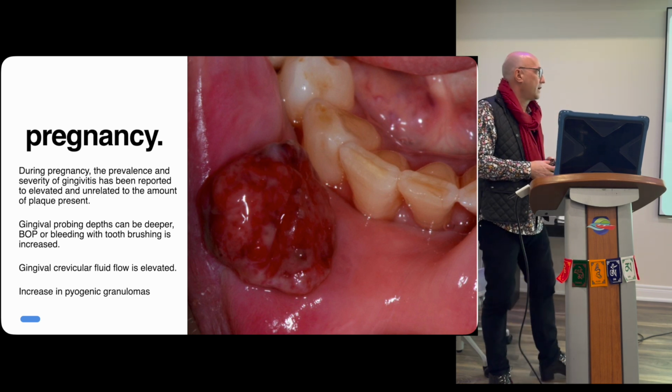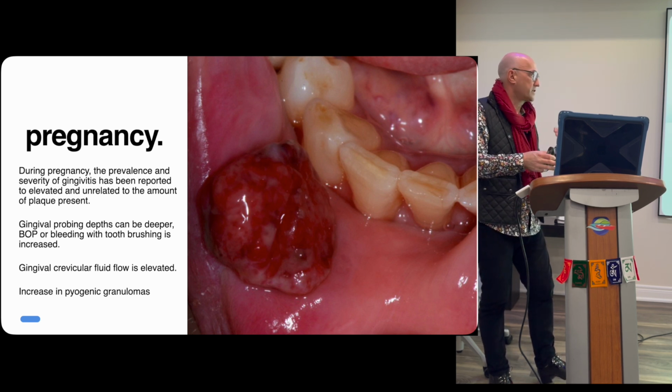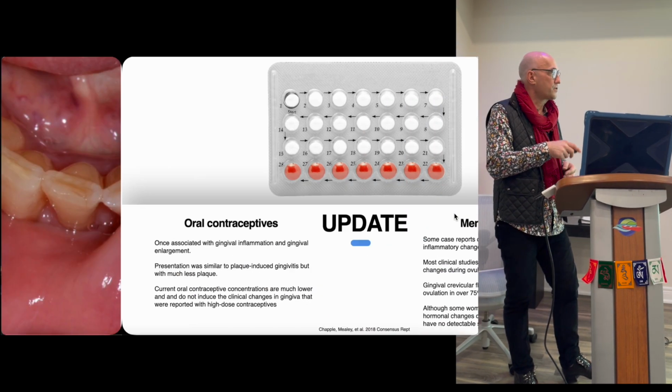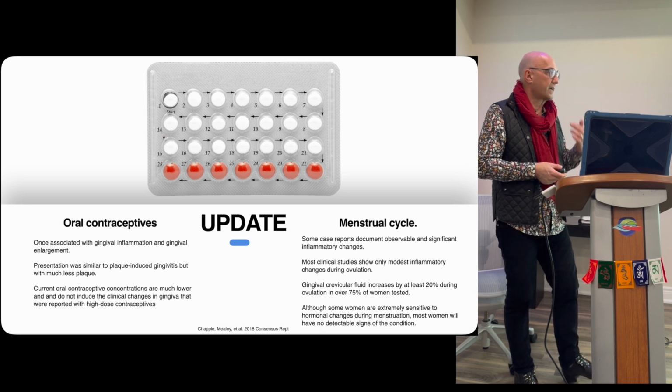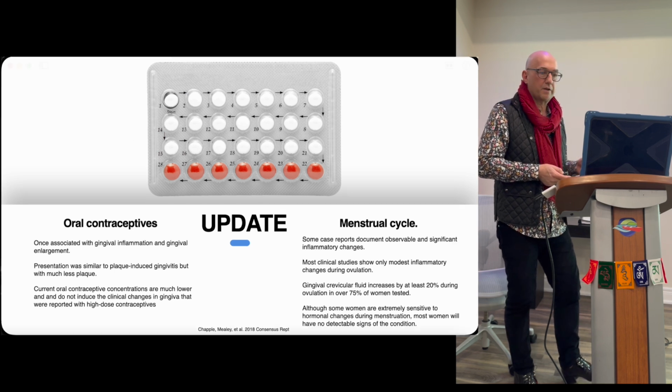So the update in 2017: it used to be that oral contraceptives were associated with more gingival inflammation and gingival enlargement, but they couldn't correlate this, so they've reduced their stance on that. And for the menstrual cycle, although some women are extremely sensitive to changes during menstruation, most women have no detectable signs of the condition during that time. So there wasn't a lot of great evidence for that either. That's a bit of an update too.